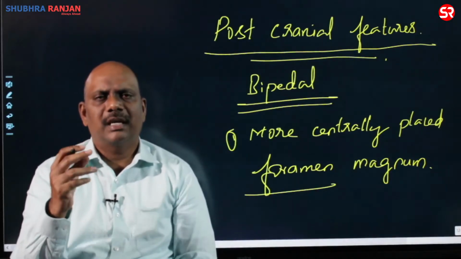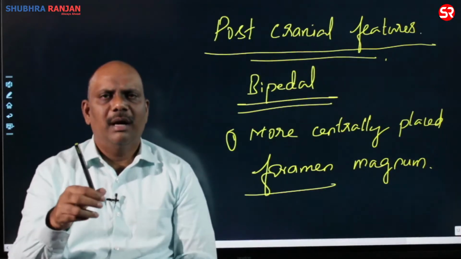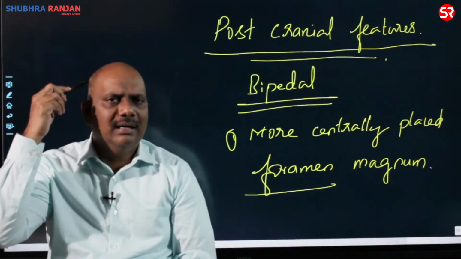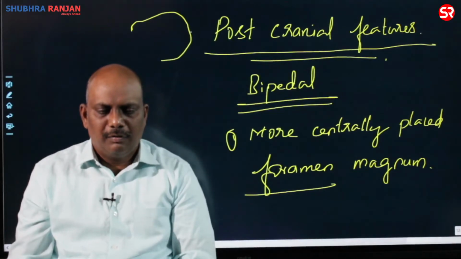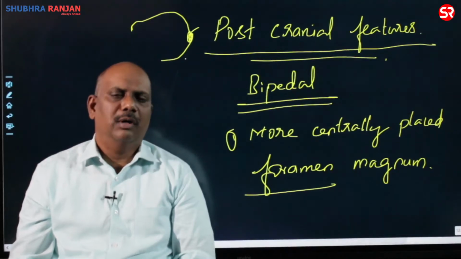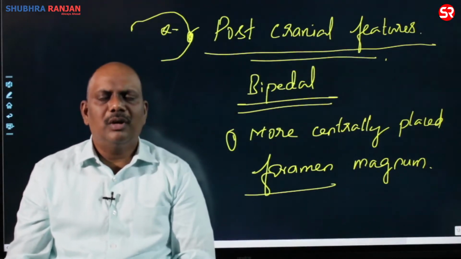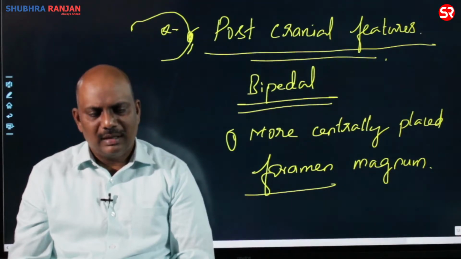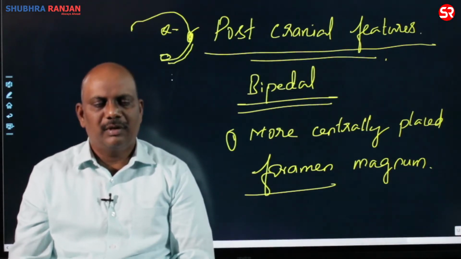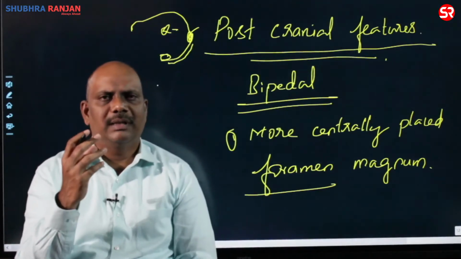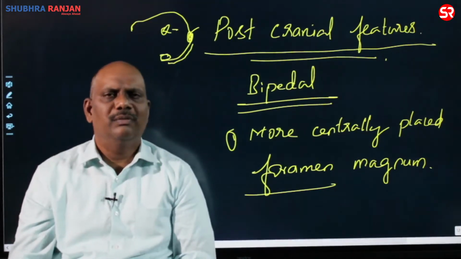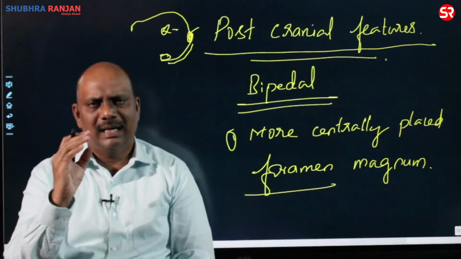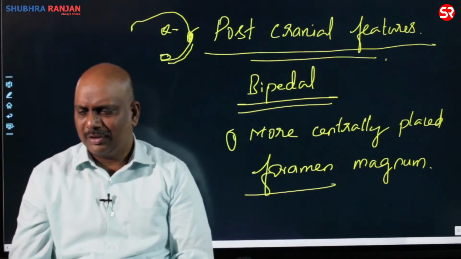When our ancestors had quadrupedal locomotion, the foramen magnum used to be more posterior. For animals with a quadrupedal locomotion, the foramen magnum used to be more posterior, and in the course of evolution, this foramen magnum slowly descended down and it is more centrally placed for human beings. Even for Australopithecus, the foramen magnum is more centrally placed. This is one very important evidence to show that Australopithecus had a bipedal locomotion and an erect posture.